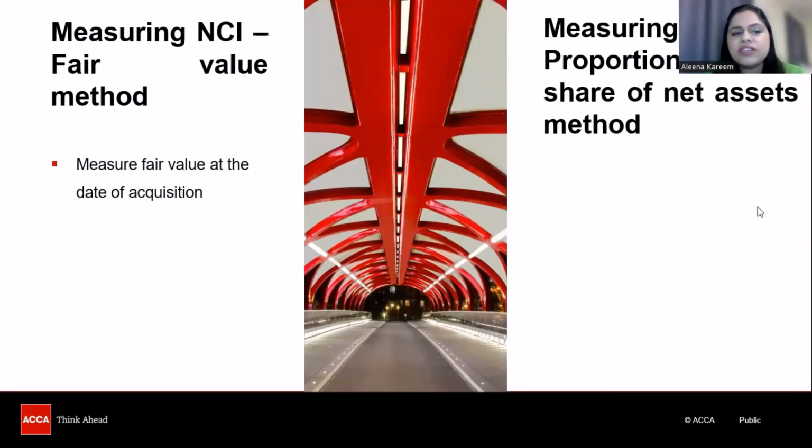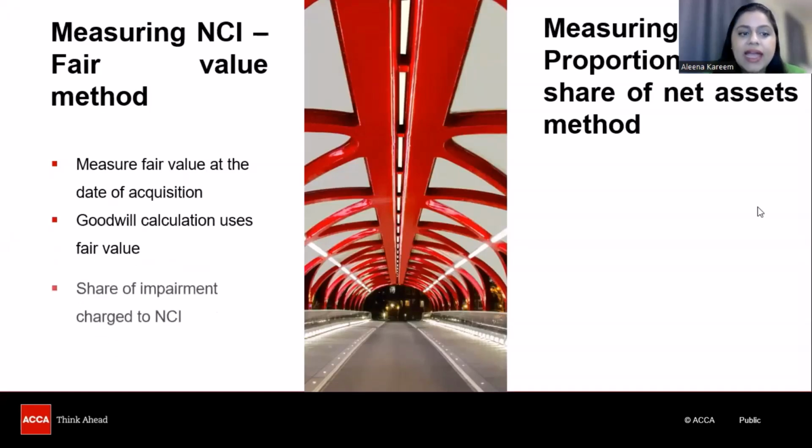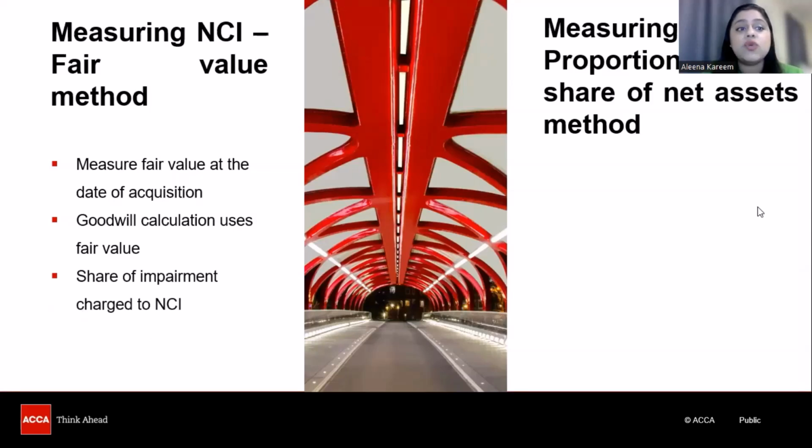So you have to measure the fair value at the date of acquisition, and then that fair value is going to be used for the calculation of goodwill. And please remember that this is called the full goodwill method, in which the NCI is calculated at fair value. When you use the full goodwill method, it means that the goodwill does not belong to just the parent company, it also belongs to the NCI, which ultimately means that later on, when impairment is charged on that goodwill, the share is going to be given to both the group and the NCI based on their percentage shareholding.